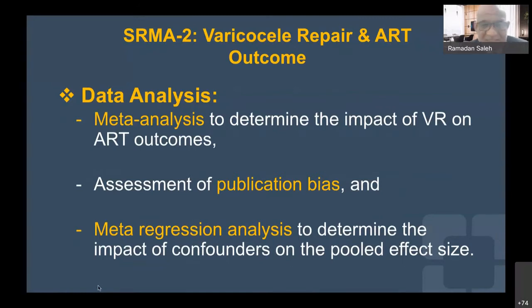This is the statistical analysis that will be conducted in systematic review number 2 and the third one also. This will include meta-analysis to determine the impact of varicocele repair on the ART outcome. We will assess the publication bias in each review, and we will perform, as I said, a meta-regression analysis in order to determine the impact of different confounders on the pooled effect size or the outcome.